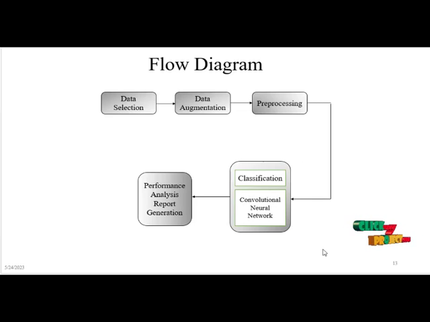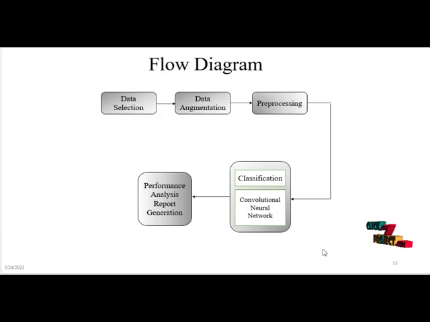This is our project flow diagram. First, data selection. Data selection means selecting our data sets and loading the data into our process. Here we have two types of data. One is a CSV file, another one is MRI scan images. And then data augmentation.